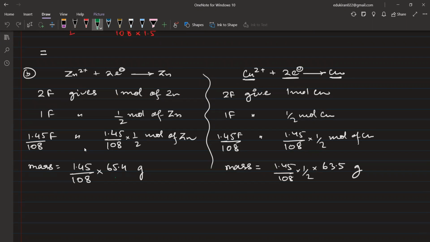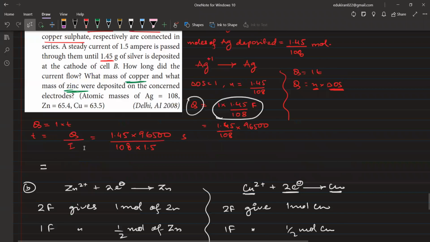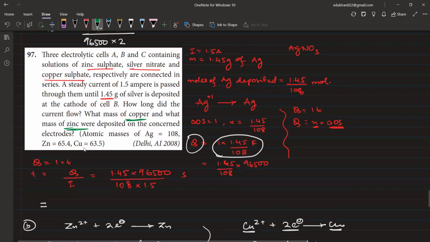See here, the number of moles, and it is multiplied by its molar mass. Again, here also number of moles, right? And what do we have here? Here we have the molar mass. But if I look at the Ag part, the difference is that Ag is using 1 electron there, and that's why the half is not coming here.